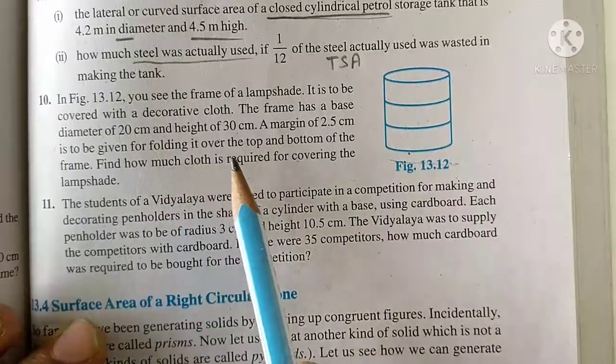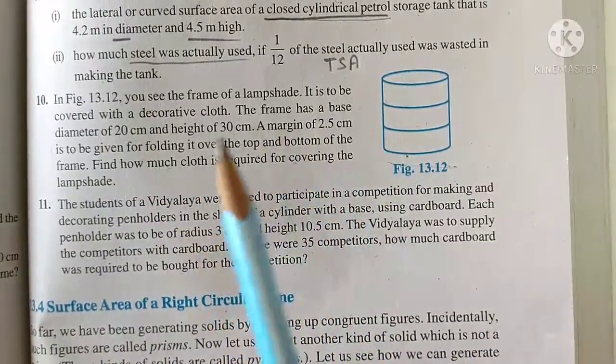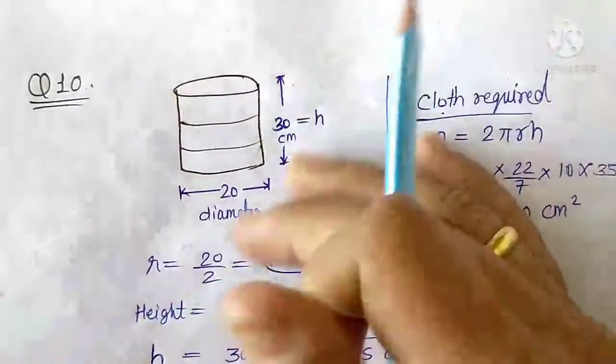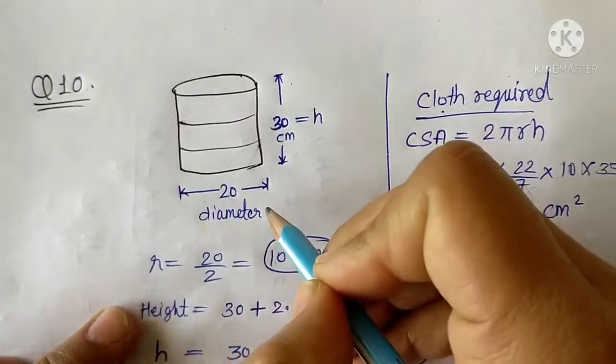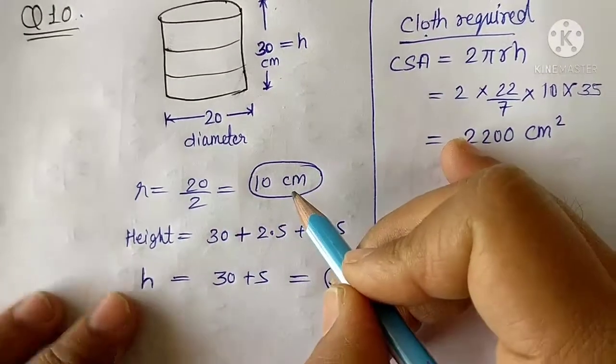Then find how much cloth is required for covering the lampshade. It means they are asking for the CSA only. So first we have to find what is given. We are given 30 centimeter height and 20 centimeter diameter. On the basis of diameter we can find the radius, that is 10 centimeter.